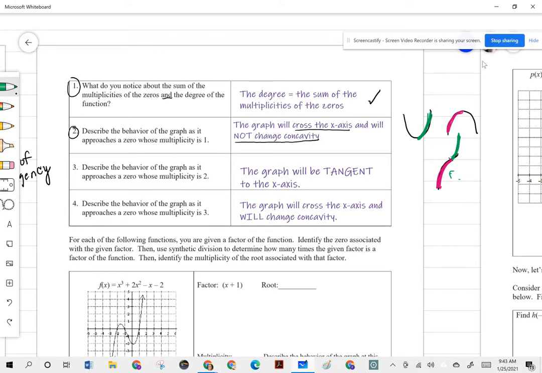It doesn't change concavity, which means it's not going to change the type of direction on the graph. So that's kind of like a cut.